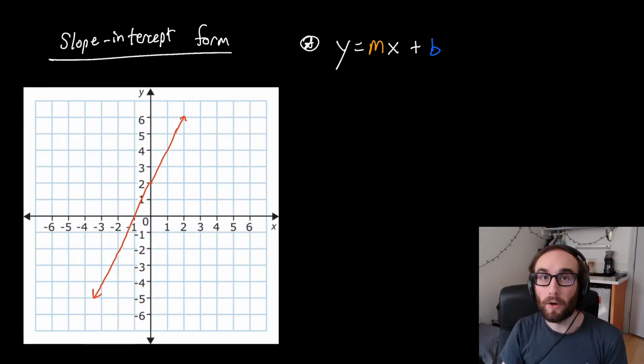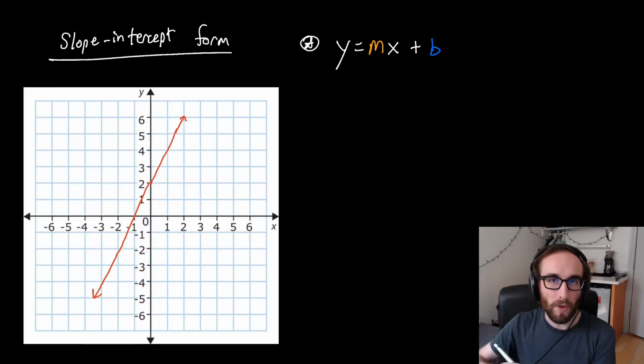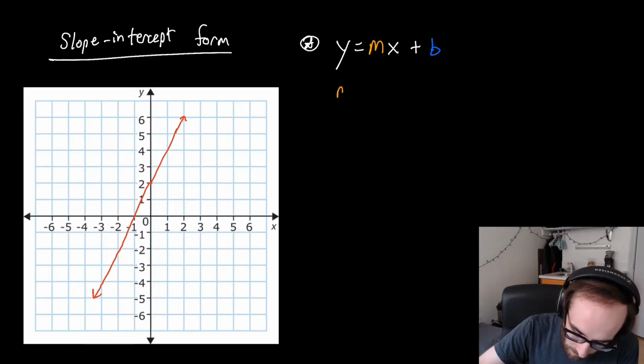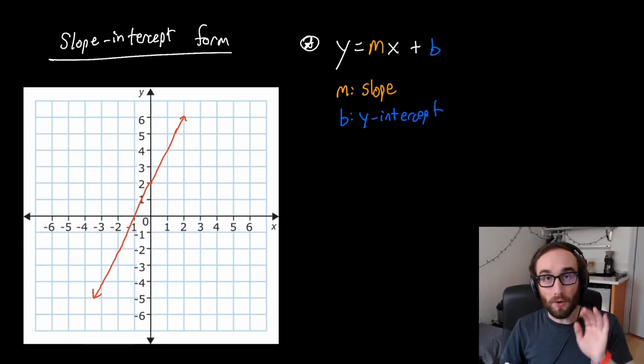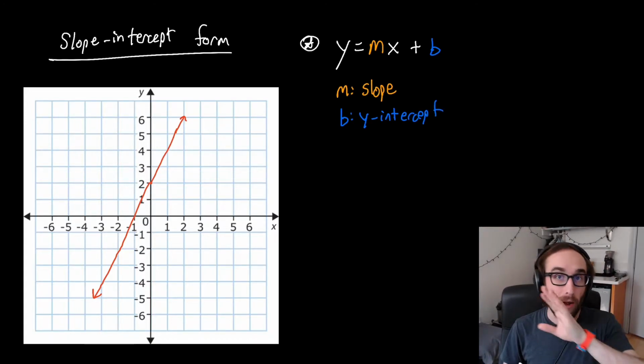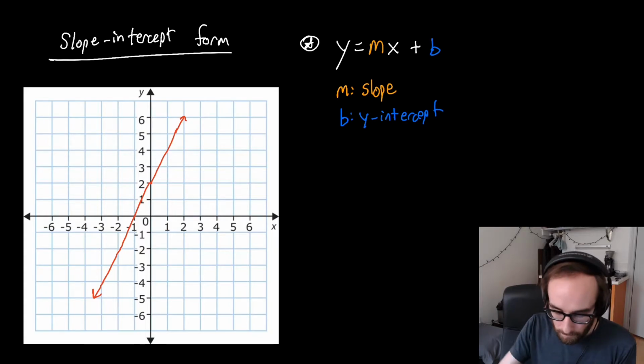M and b are going to be specific values or numbers that are special or unique to the line we're looking at. M is the slope. So we talked about slope in another video, how to find slope. B is the intercept, and b is specifically the y-intercept. So the y value where the line crosses the y-axis.